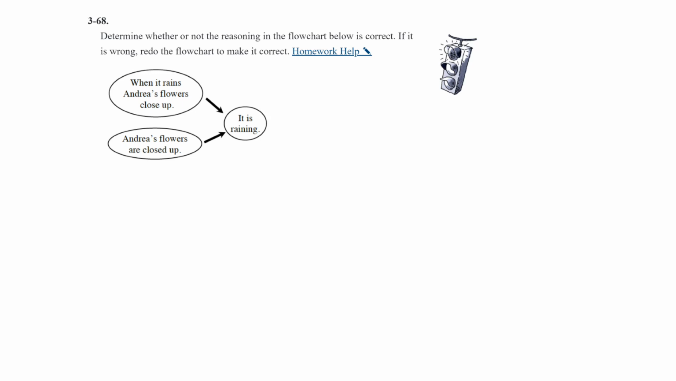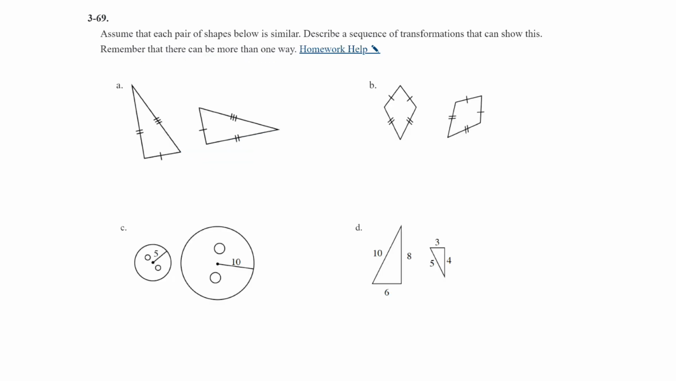So what we could do is take this statement here and move it here. So when it rains, Andrea's flowers close up. If it is raining, so if we switch that bubble to that one, and then move this one to here, then we know if it is raining, then Andrea's flowers are closed up. So that is a way to redo the flowchart to make it correct. Really just switch those 2 bubbles around.